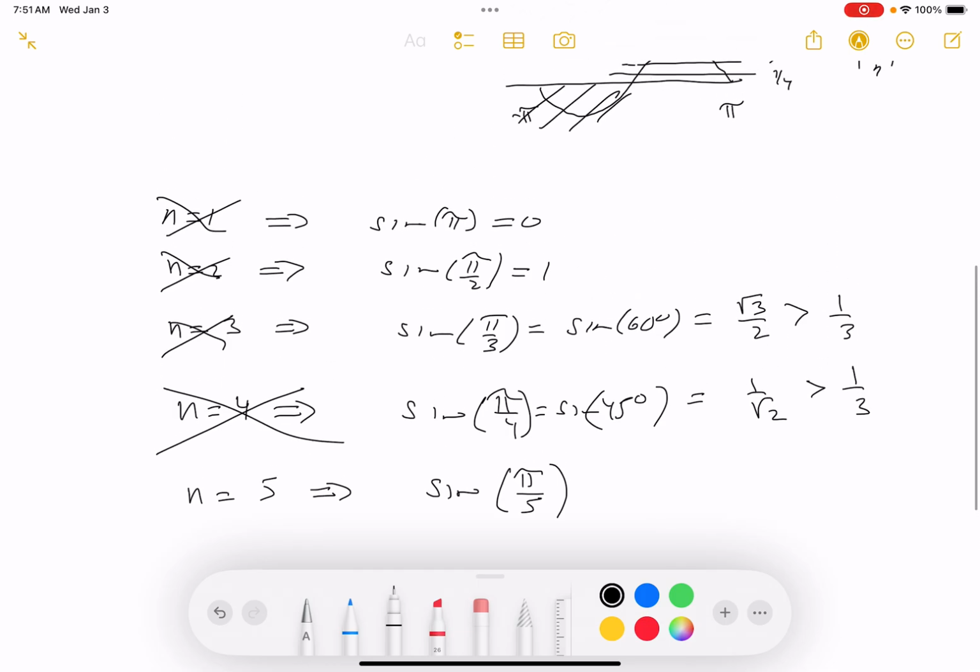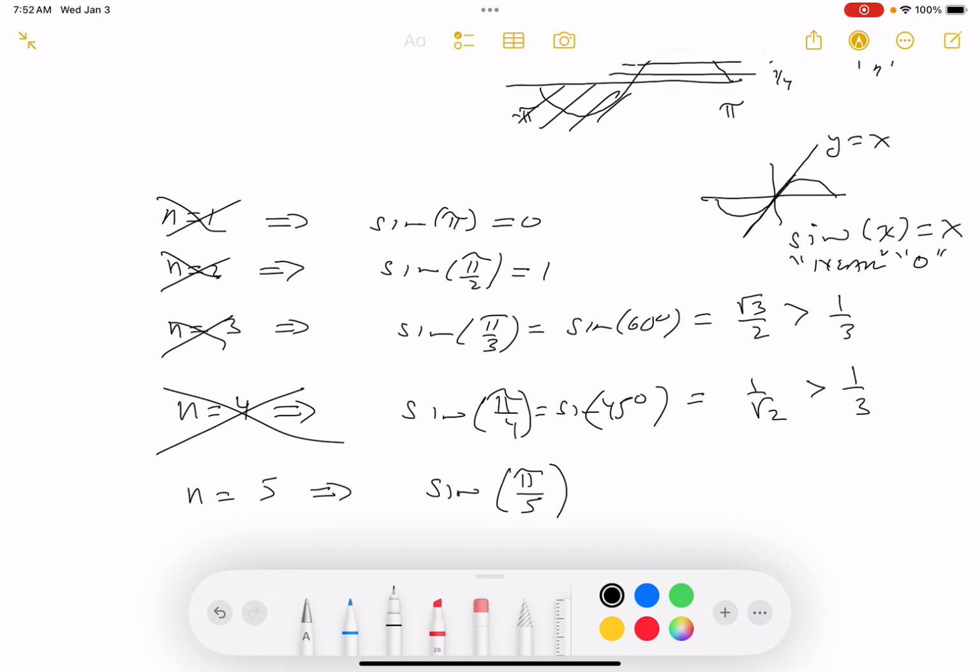When you look at the sine function, it looks like this over here. And by the way, when you get close to 0, this thing starts to look like a line, y equals x. So I'm going to say the sine of x sort of looks just like x when we're near 0. So I'm going to say this thing is near pi over 5. All right, so it's near that.